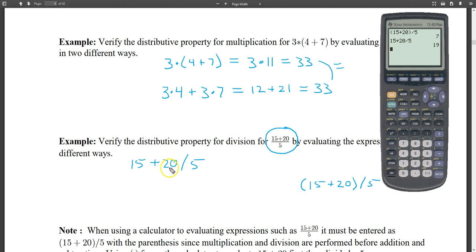So it'll do the 20 divided by 5 first and give you back 15 plus 4, and then it will evaluate that as 19. So to force it to do the addition first, what you have to do is put parentheses around the 15 and the 20. That will force the calculator or computer to do the addition before the division.